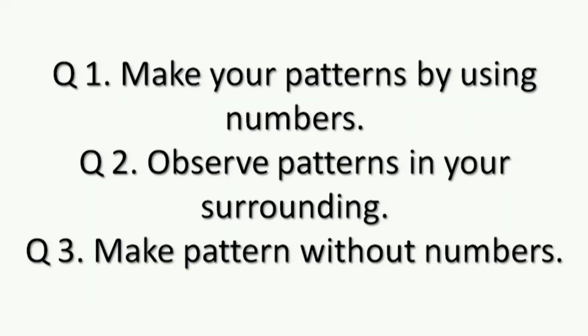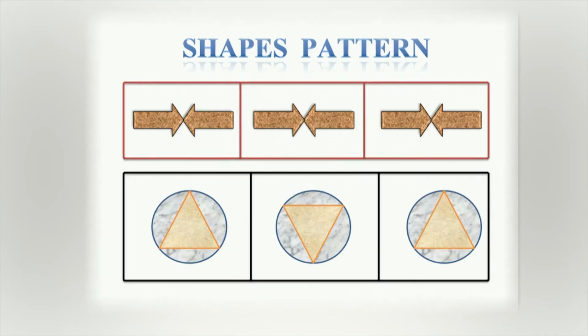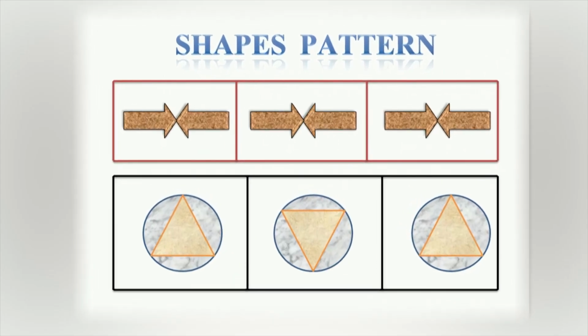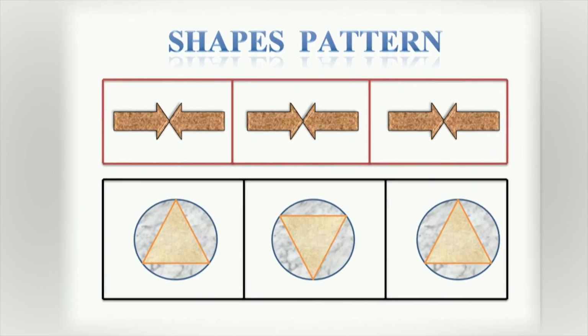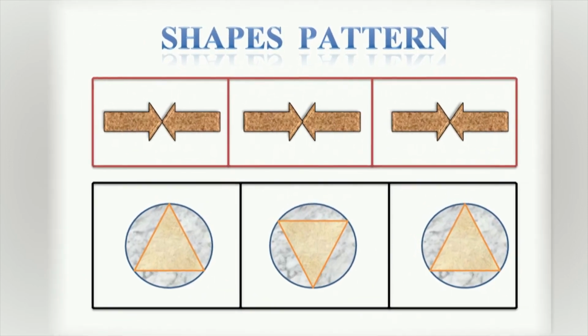Now coming to the next, that is patterns without numbers. Now how will you make a pattern without numbers? There are so many shapes. I have shown you one pattern of a circle. There was no number, but there is a pattern, and a pattern where rotation takes place.